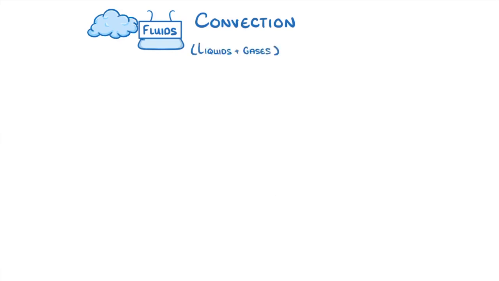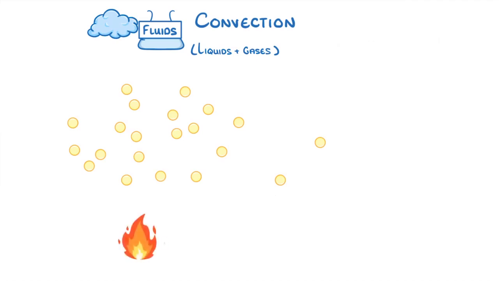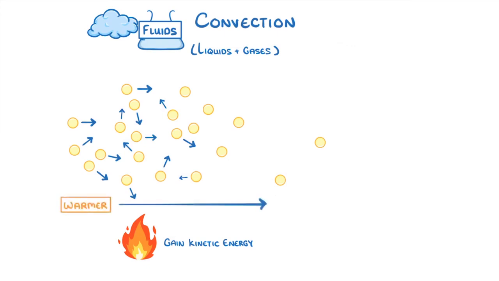Convection, on the other hand, occurs mainly in fluids, and remember, fluids can refer to anything that can flow, so both liquids and gases. Because the particles in fluids aren't fixed, once they're heated and they gain kinetic energy, they all move around faster. By the process of random diffusion, this will cause these more energetic particles to move away from the warmer region towards the cooler region.